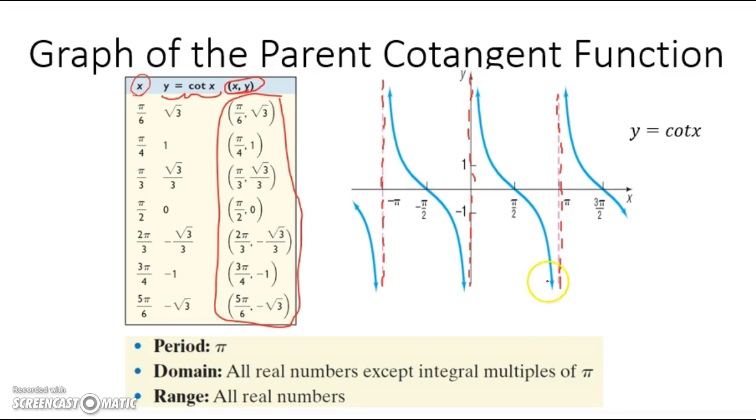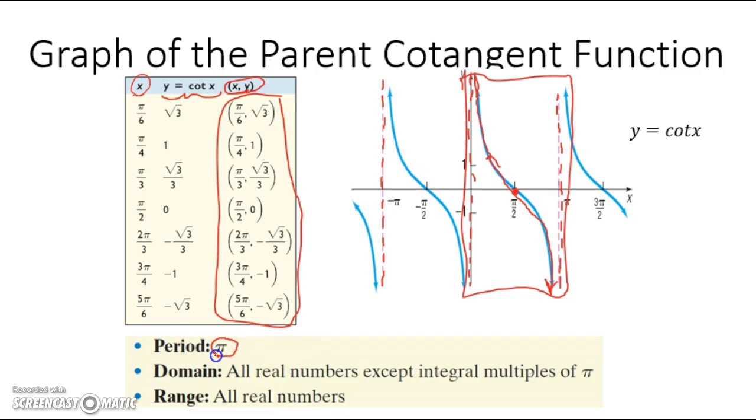It has repeated pieces just like tangent does, but instead of going through the origin and having vertical asymptotes at every pi over 2 along the x-axis, it has it at every pi interval. And we usually just graph this piece of the parent cotangent function. It has a 0 at pi over 2. It travels just to the right of that vertical asymptote, curves over here, goes through 0 on the x-axis, and then travels just to the left of that asymptote.